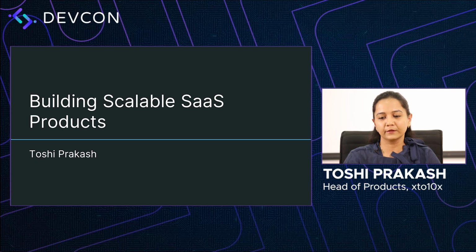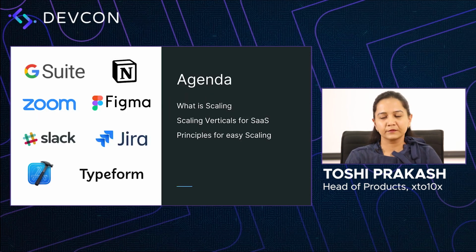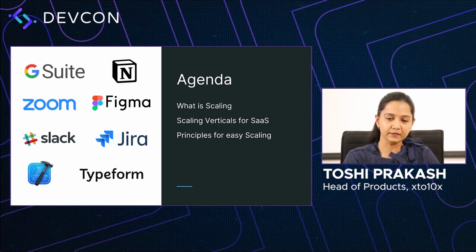In this session, we are going to talk about how we build SaaS products that scale easily. And I hope I'm able to share some of my learnings along the way. So, the topics that we will cover today are what is scaling, how SaaS scaling is different, and what are the verticals of a SaaS scaling, and then go deeper and understand some principles of effective scaling as well.